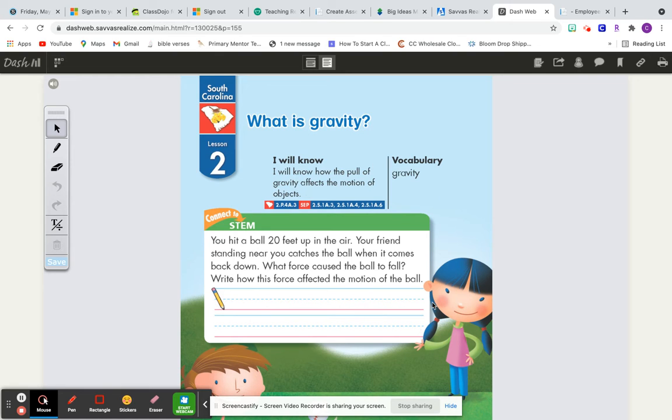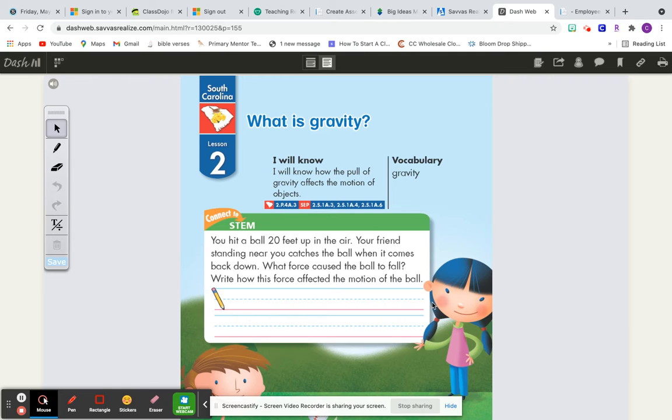Okay, so by the end of this lesson, you will know how the pull of gravity affects the motion of objects. And our only vocabulary word from this lesson is gravity. So our first question, make sure you have your book open to page 108. You hit a ball 20 feet up in the air. Your friend standing near you catches the ball when it comes back down. What force causes the ball to fall? Write how the force affects the motion of the ball. So go ahead and pause your video so you can answer this question.